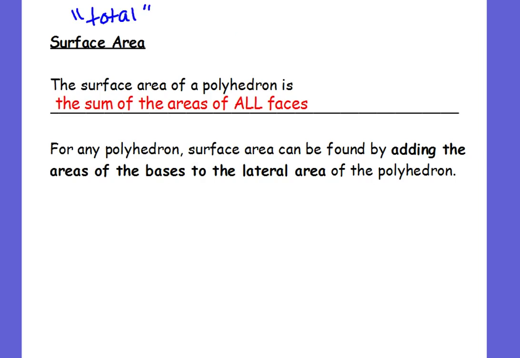Let's skip over cylinders for now. Okay, let's look at surface area. So we have lateral area, and then we have surface area, or total surface area. It means the same thing. This is the surface area of all the faces, including the bases.